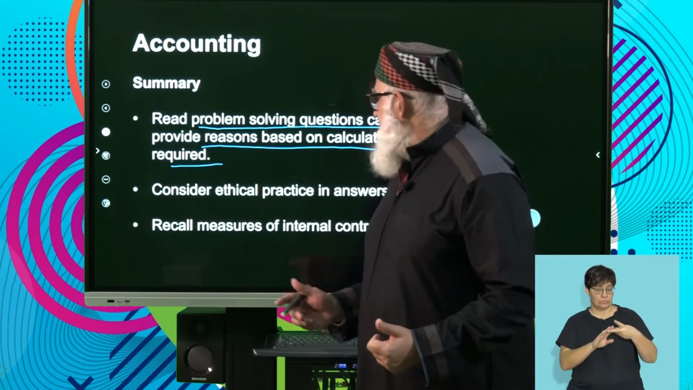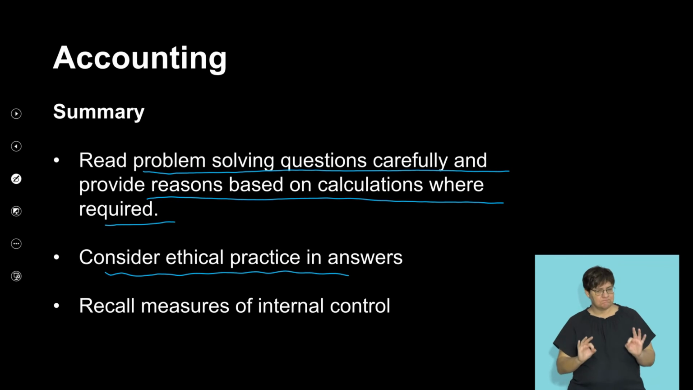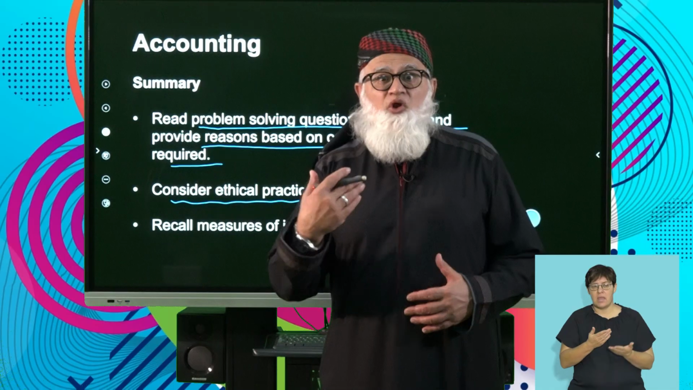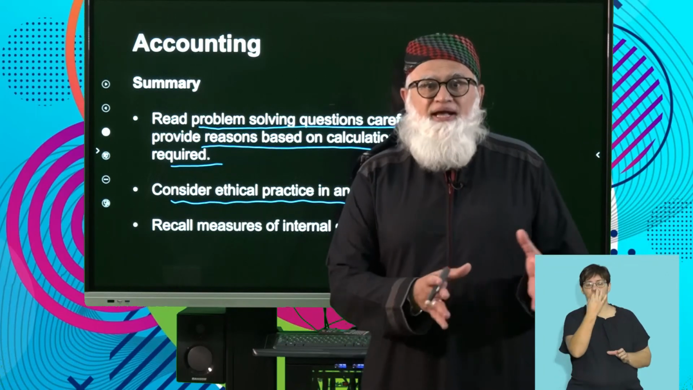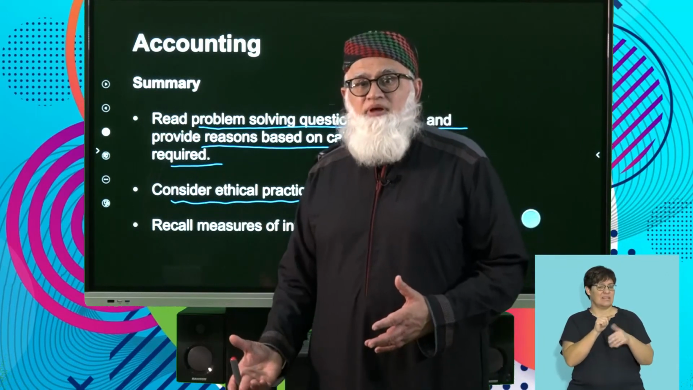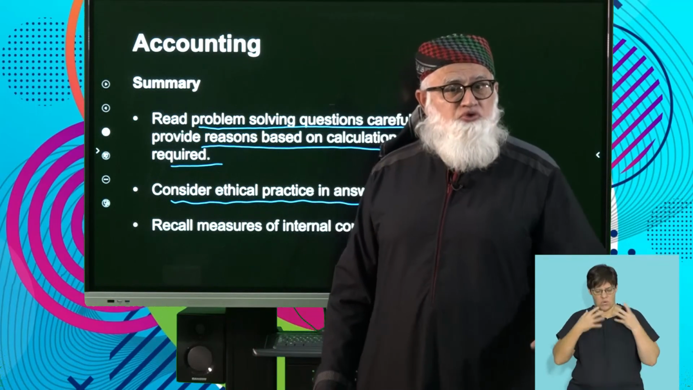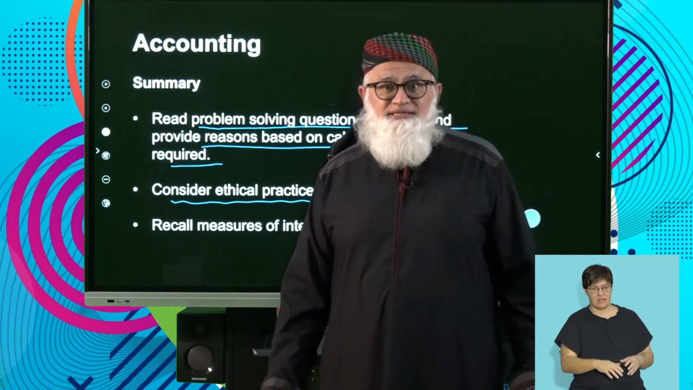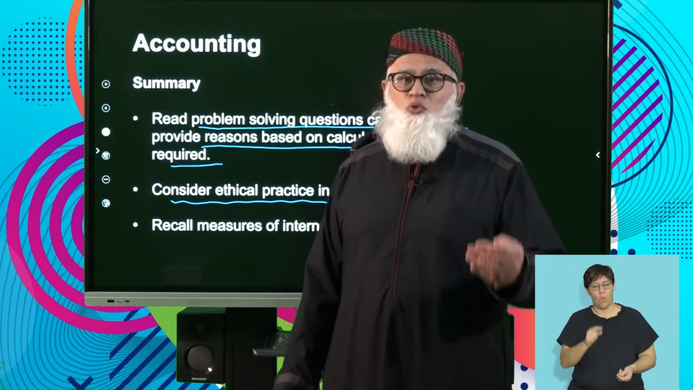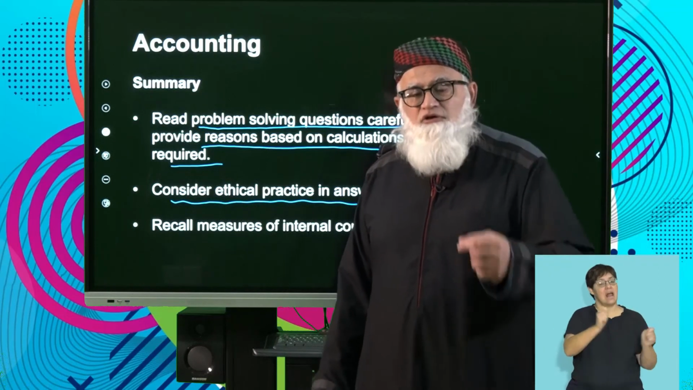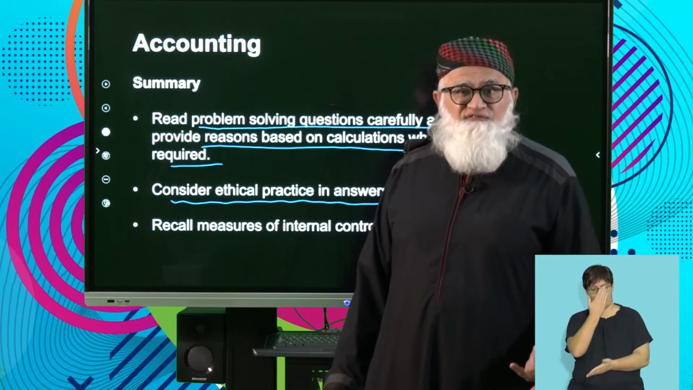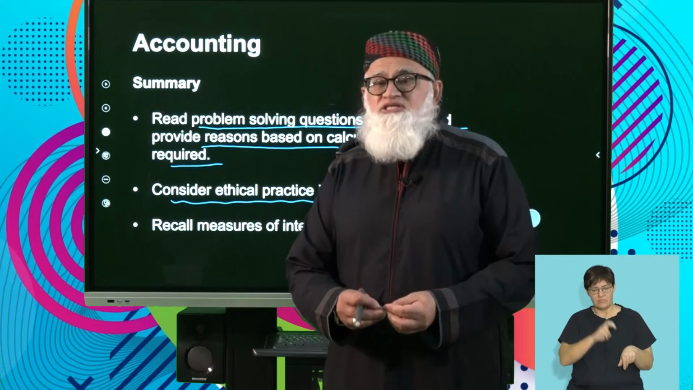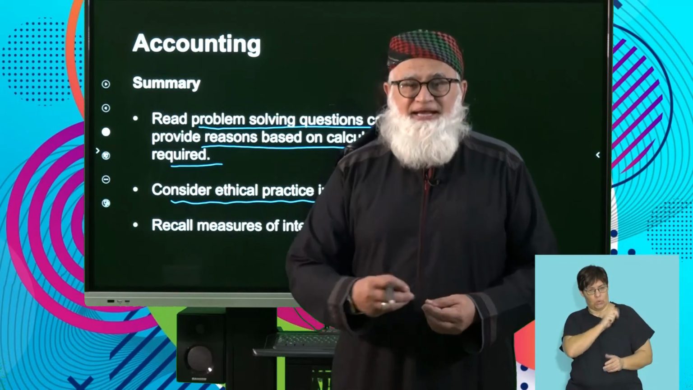Okay, number two, consider ethical practice in your answers, right? That means a possible question could be, if you are asked now to say that a few packets of chips had an expiry date on them, and the tuck shop owner decided to sell those to the learners. Is it ethical to do that? Certainly not. Why? Because once an expiry date appears, it is not fit for consumption and therefore cannot be sold to learners. And therefore, what this means actually is that the business needs to be ethical in its practices.